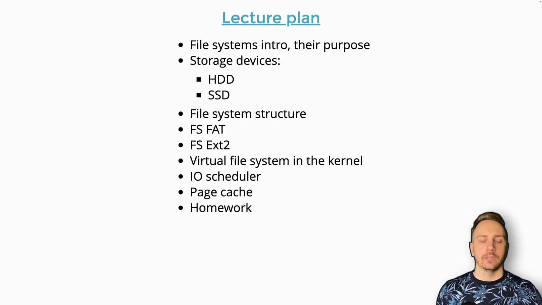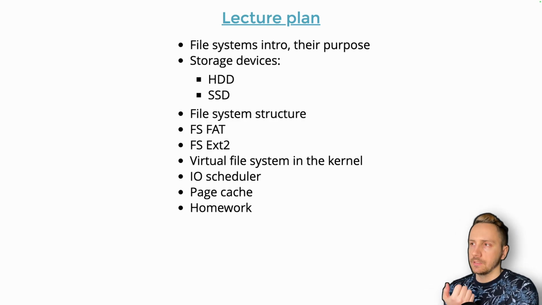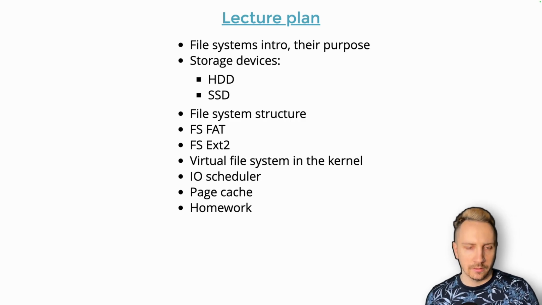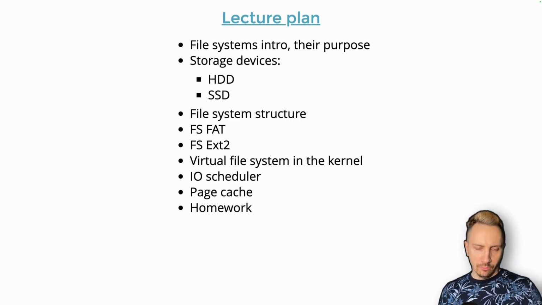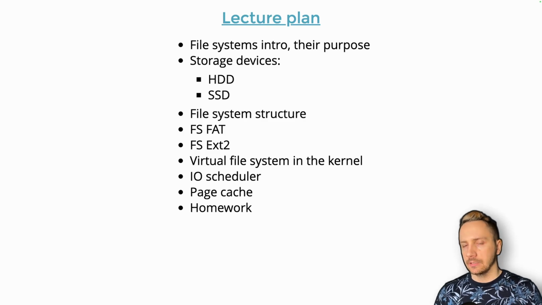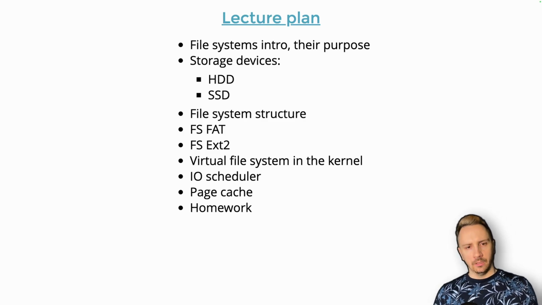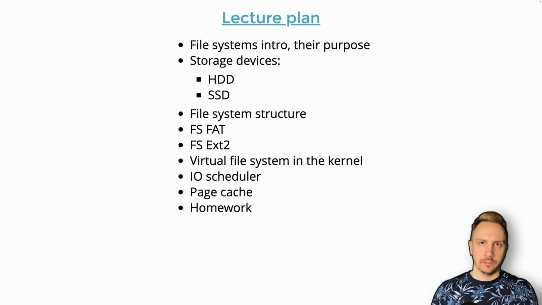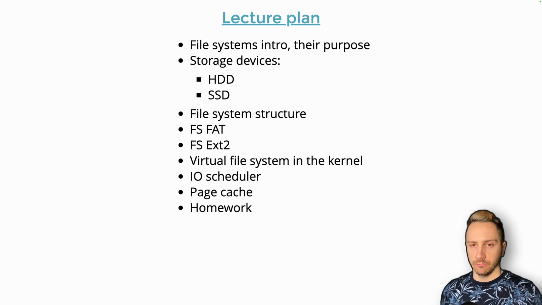Then we look at some specific file systems such as FAT and ext2. Then we look at how virtual file system is working in the kernel and what it even is, virtual file system. Then we look at IO scheduler, page cache, and then I will give you the new homework to do.